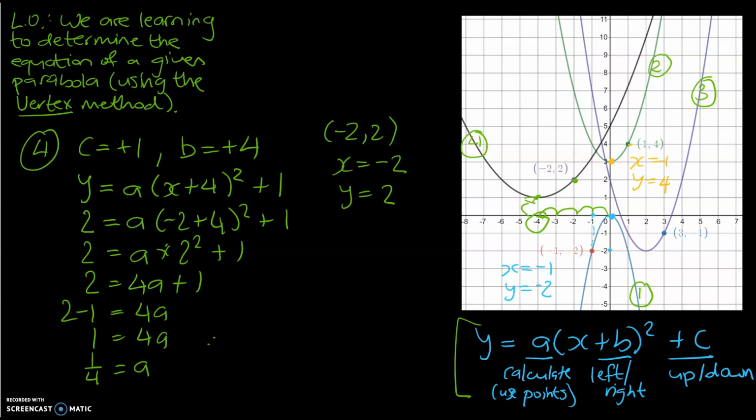And we can then wrap up our answer by putting it all together. So 1/4 times x plus 4 all squared plus 1 is our final equation of that hard parabola. And you'll see that was more difficult because it had an a, it had a b, and it had a c. So we did everything to that parabola.